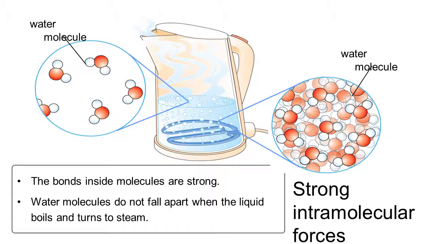So if you could shrink yourself down to molecular size, you could easily pull apart the molecules, but you'd struggle to pull apart the actual atoms. You need quite a strong force to do that. And that kind of explains why water can exist as a solid, a liquid and a gas.